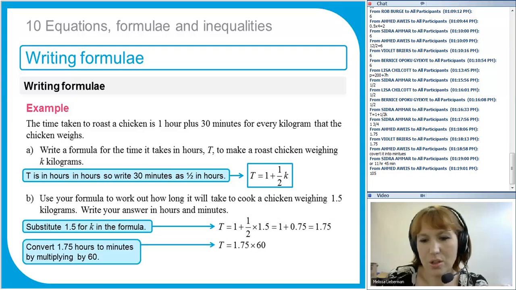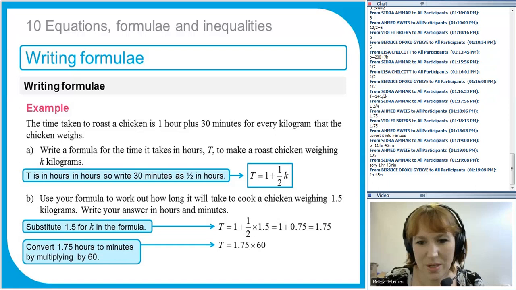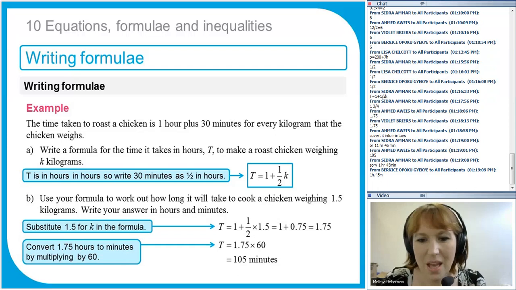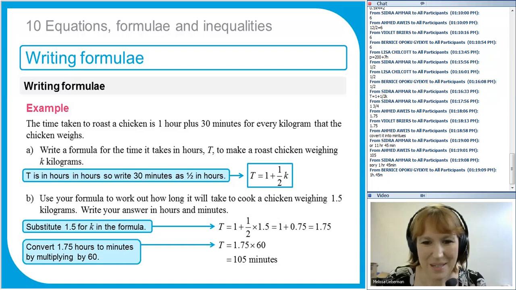So you could do 1.75 times 60 if you've got a calculator. I'll probably do it that way. So 1.75 times 60. The thing with maths, there's always so many different ways of working it out. I'd probably just write it as 1 hour and 45 minutes, but you can write it like this if you want. If you get 105 minutes, you need to subtract 60 though to get it into hours and minutes.